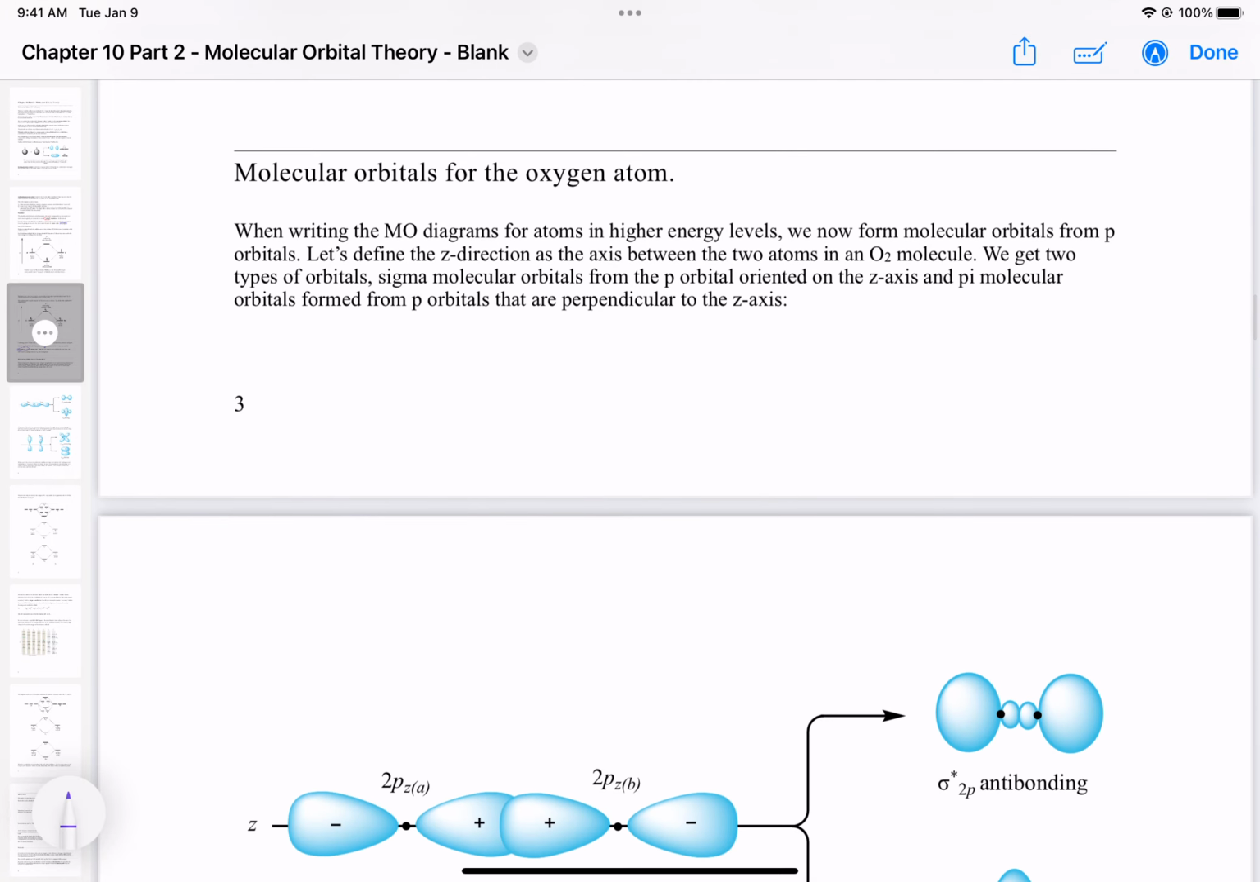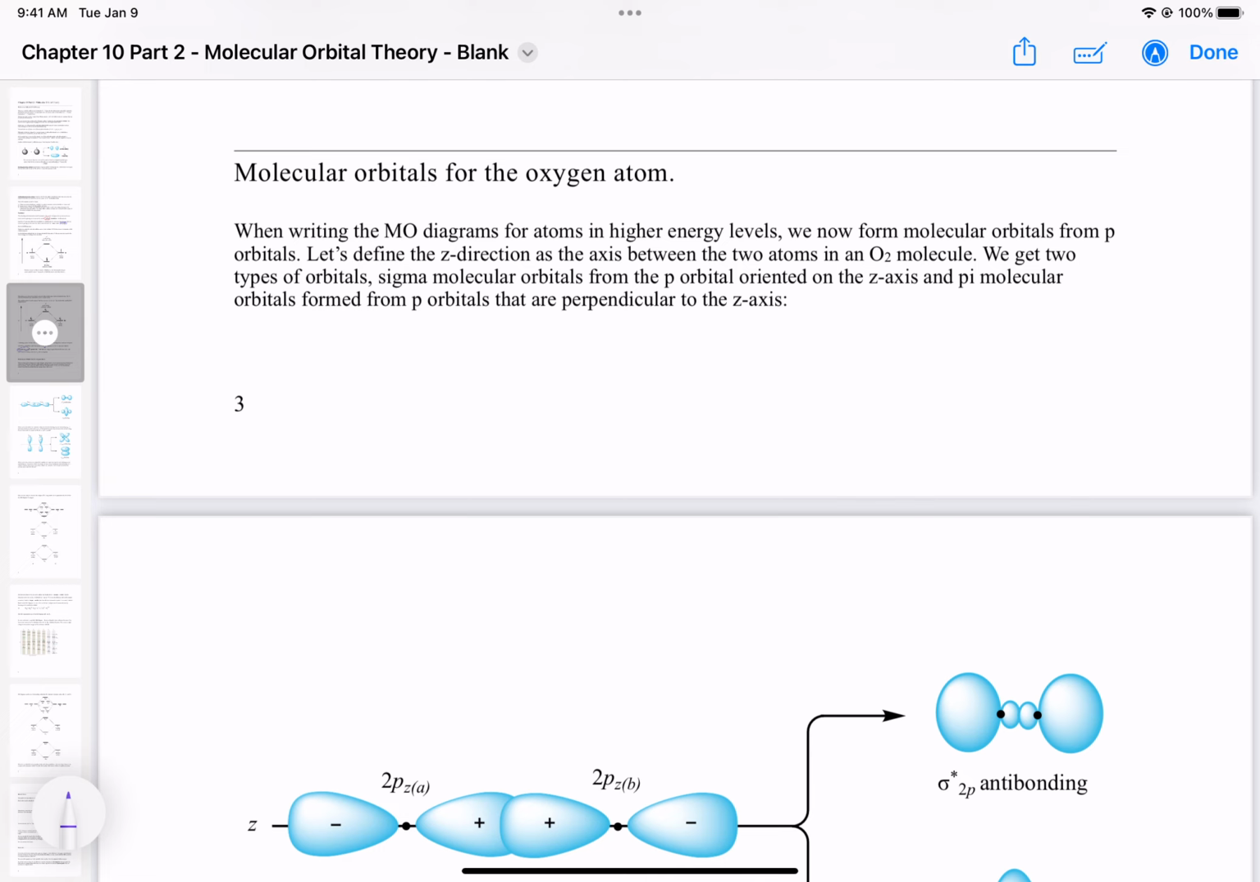All right, next let's talk about a little more complicated situation. How about molecular orbitals for the oxygen molecule? When we're writing the MO diagrams for atoms in higher energy levels, we now form molecular orbitals from p orbitals. In this case, we have to define the z direction. We're going to define that as the axis between the 2 atoms in the O2 molecule.